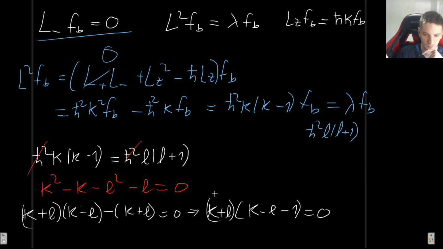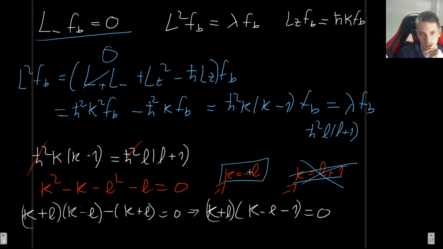So for this to be true, k has to be equal to minus L, or k has to be equal to L plus 1. But let's think about what this means. k is this lower level, and this basically tells us that this k is higher than the highest level. That doesn't make sense. So this is not a possible solution. So the only possible solution is that k is equal to minus L. So that tells us if the top level is at L, then the bottom one is at minus L.